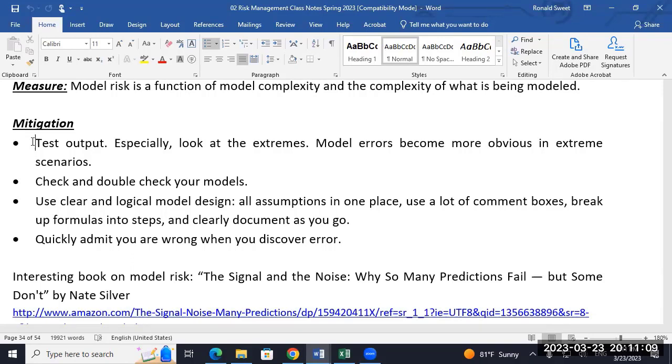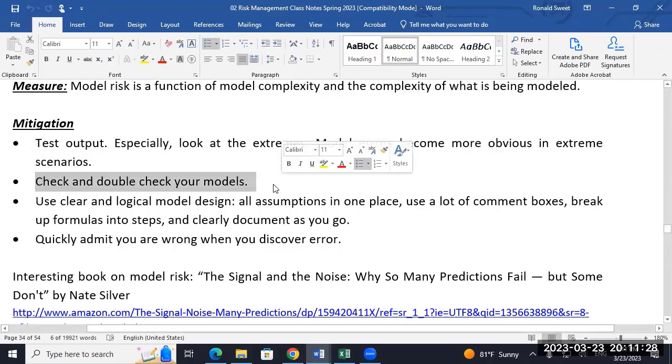Same thing on interest rates. You're telling me in 1,000 years, the highest a 10-year treasury can possibly be in 10 years is 7.2%. I mean, that doesn't make sense to me. Especially with the Fed doing what it's doing, you kind of look at it and just say, does the extreme really make sense? Check and double check your models.